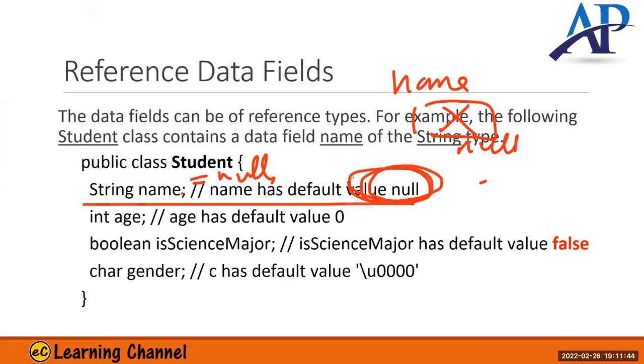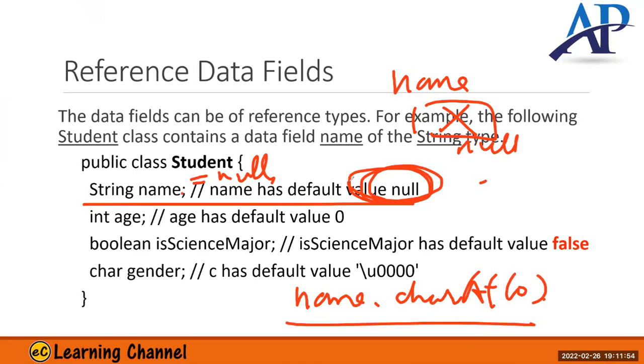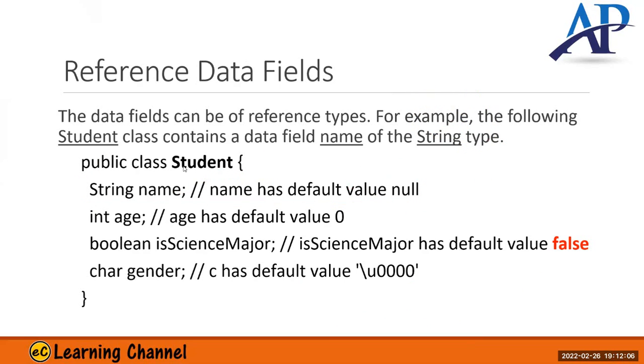If it is null and you try to do name dot charAt 0, then you will have the null pointer exception. So be careful. When you use a reference data type, you also need to check if the reference is null or not. If it is null, then you cannot do it. You have to have some value to call a function.